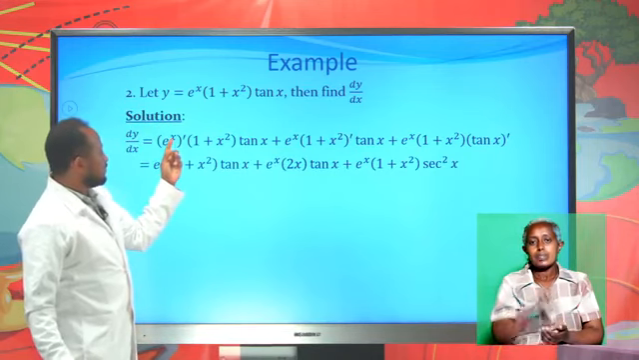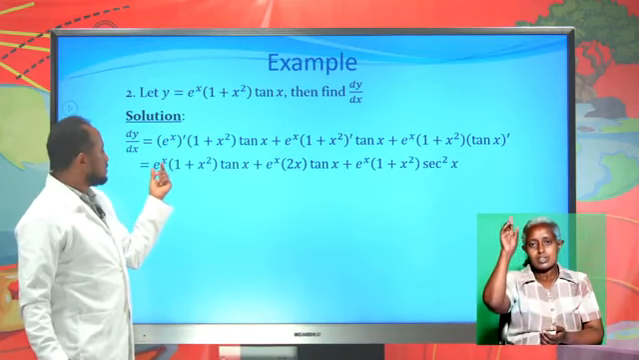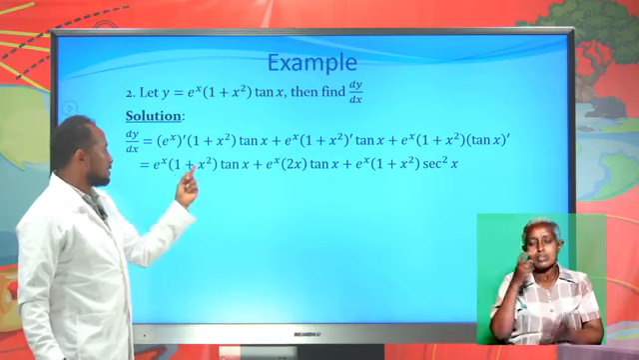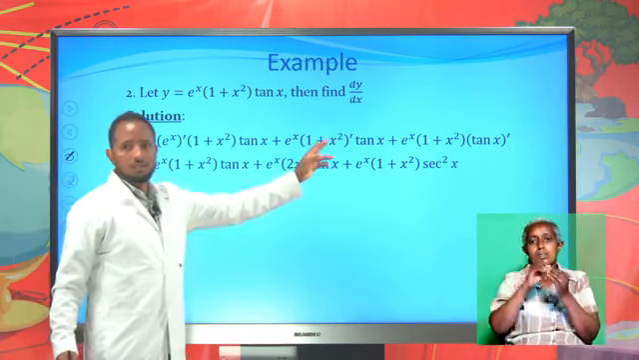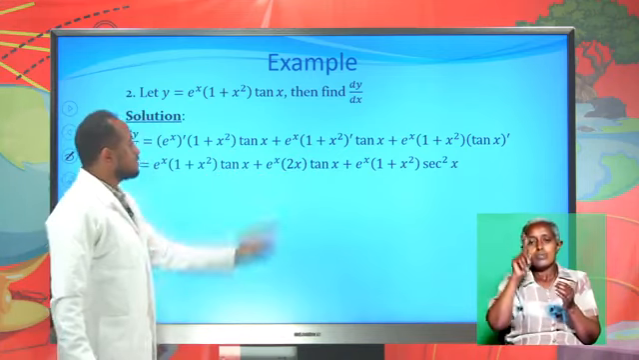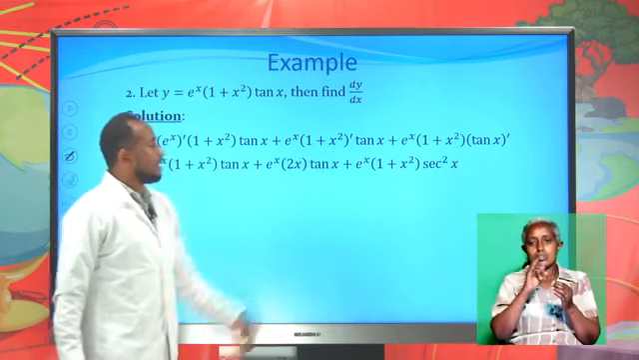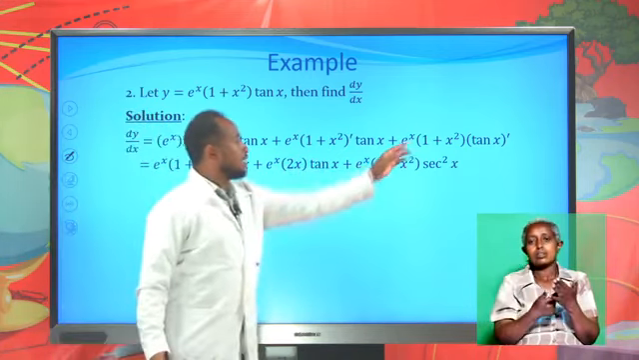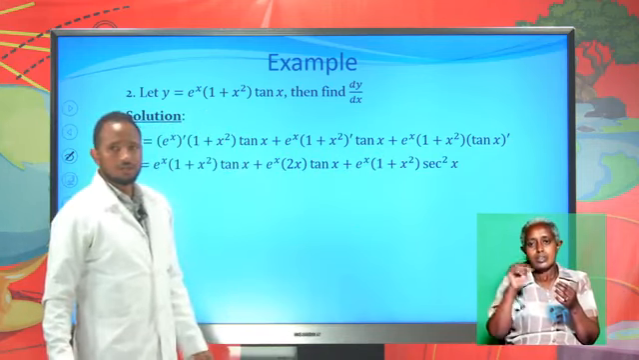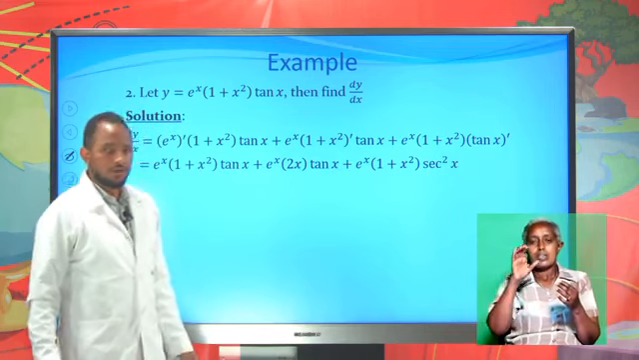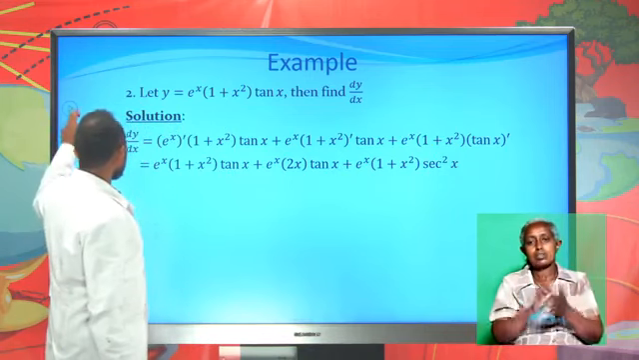So the derivative of e raised to x is e raised to x itself, times 1 plus x squared times tan x, plus e raised to x times the derivative of 1 plus x squared, which is 2x, times tan x, plus e raised to x times 1 plus x squared, times the derivative of tan x, which is sec squared x. Therefore, this is the answer.